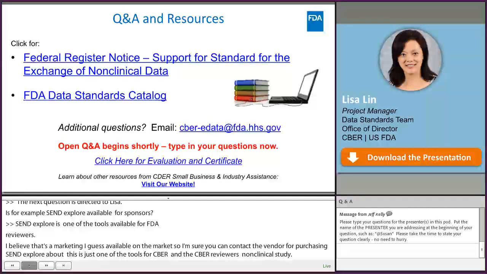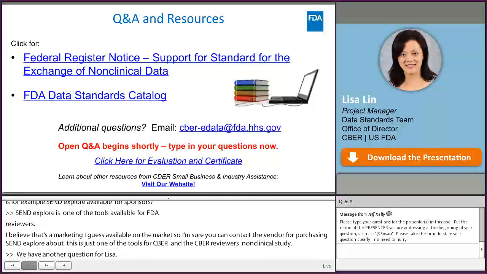Thank you for responding to that question. We have another question for Lisa. If I have a biologic under review in a division within CDER, does the CDER Send implementation timelines apply, or do CBER timelines apply?